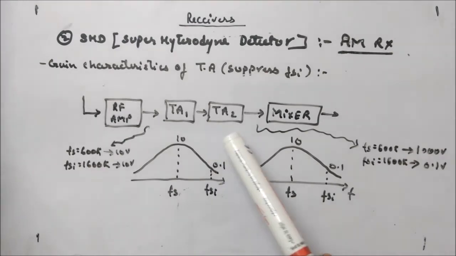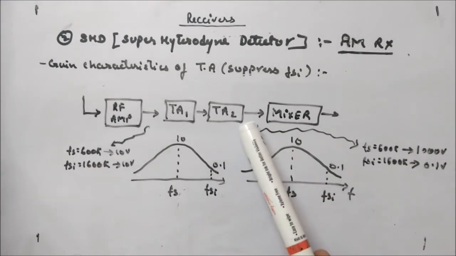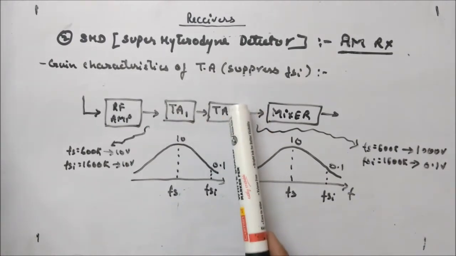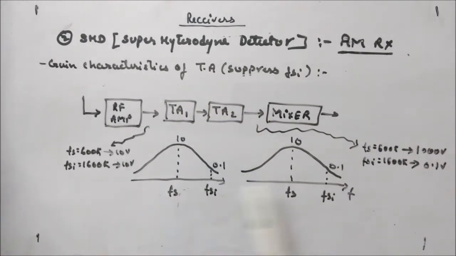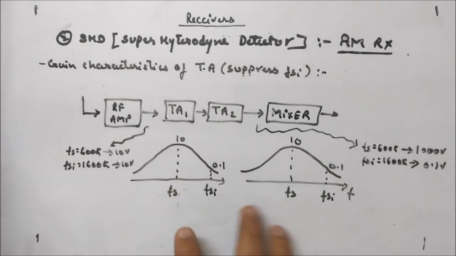Likewise, even if you want more, you can add one more tuned amplifier. Obviously the characteristics of all three of them have to be the same. So it depends upon how much you want to suppress. With two cascaded tuned amplifiers, we get almost satisfying results.